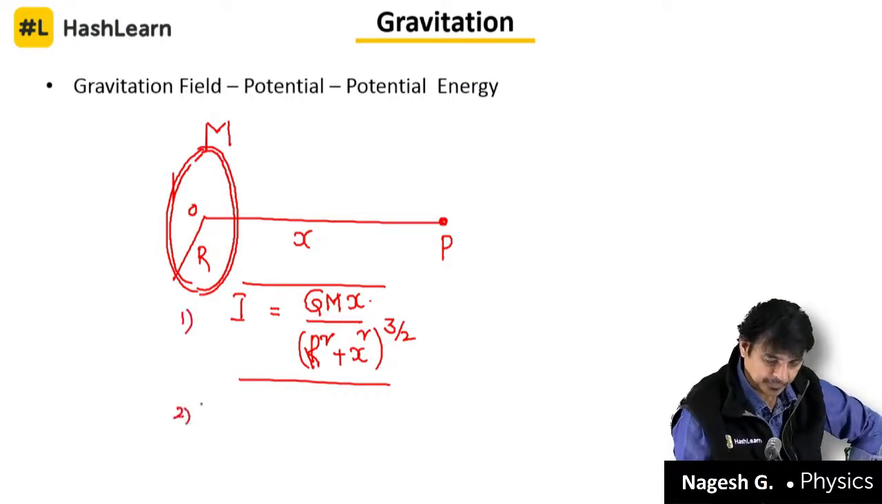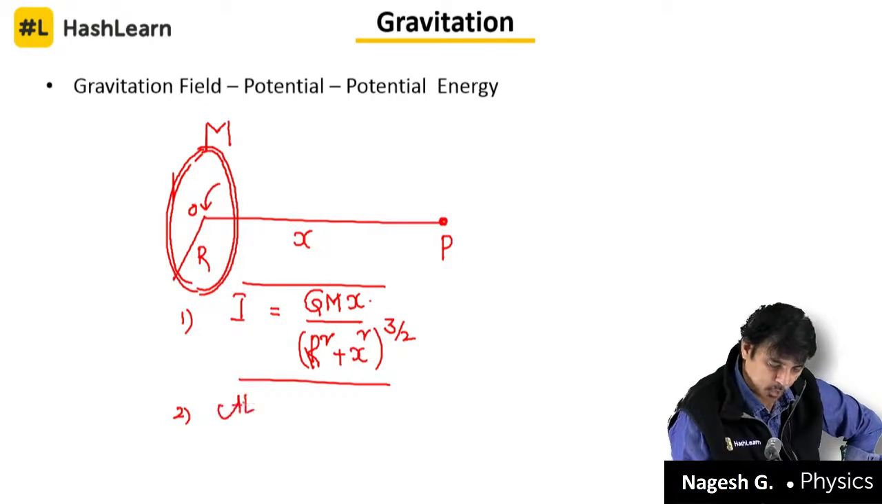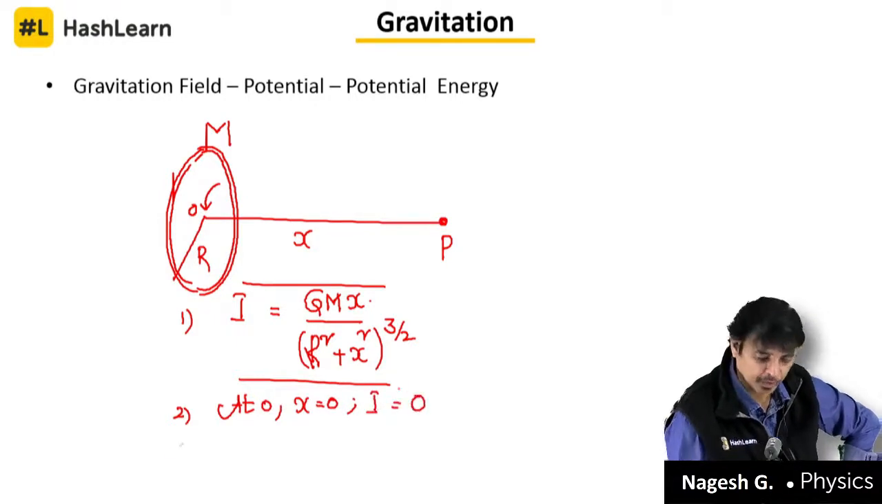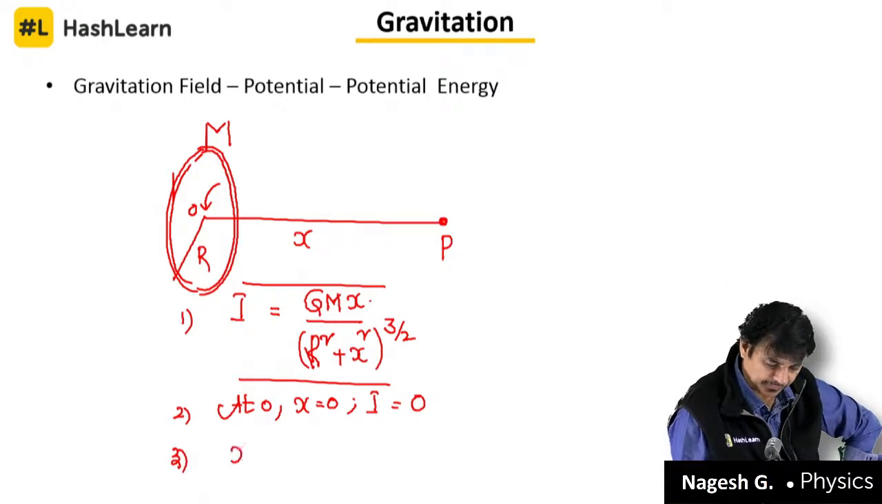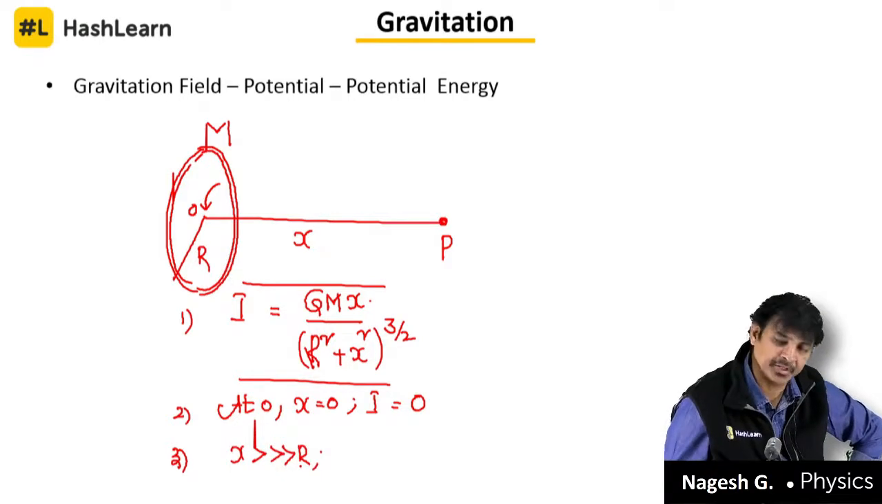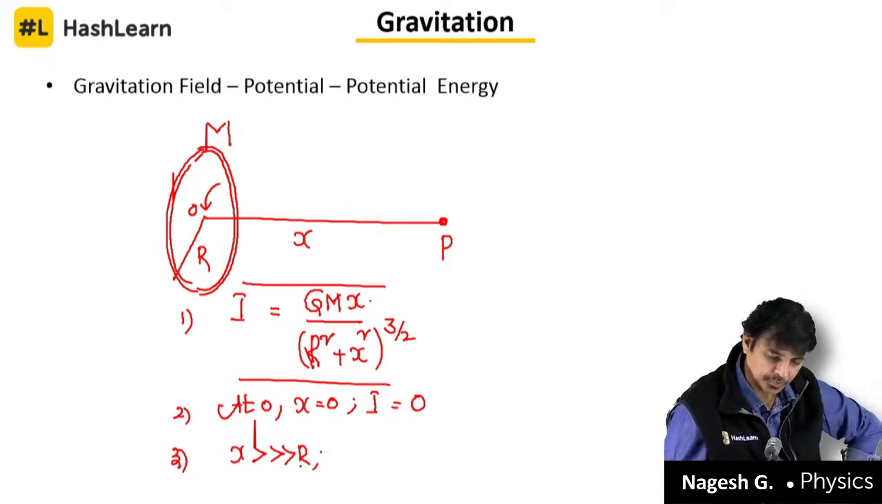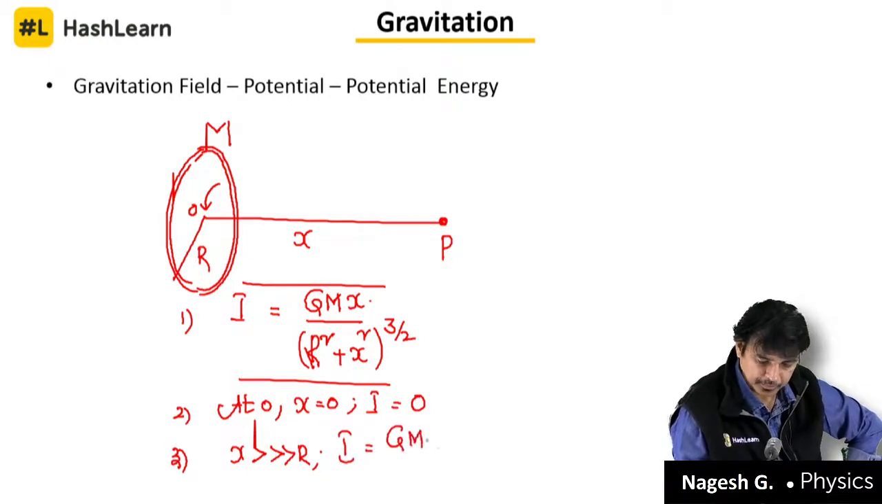Say for example, if the point is at the center, if I take P at O, x will be equal to 0, then the intensity at the center will be equal to 0. Next, if the distance x is very much greater than r, meaning you are considering the point to be away from the object, then you can ignore r and I will be equal to GM into x by x cube, that is equal to GM by x square.